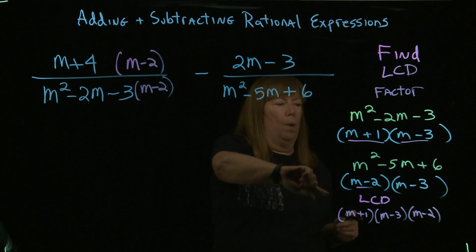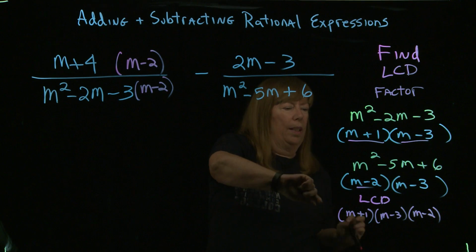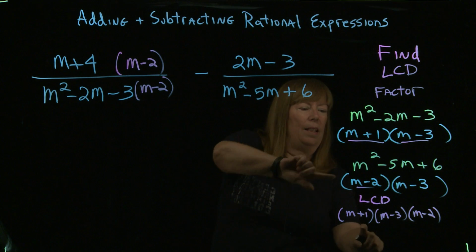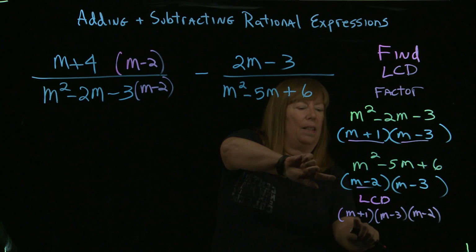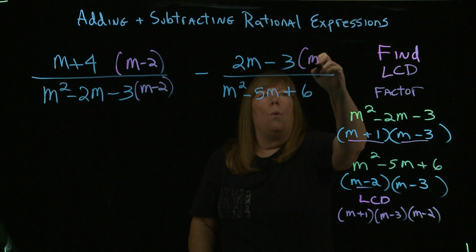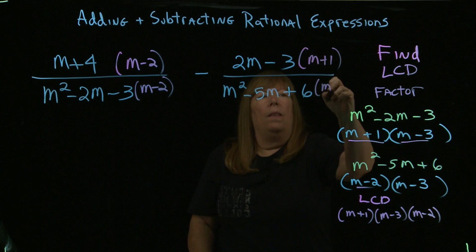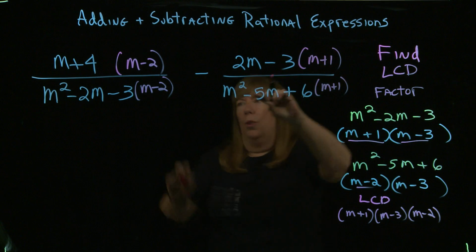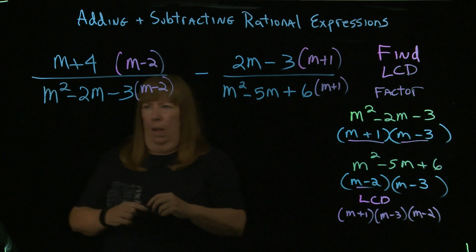Now let's look at this one. Okay, what is in this line that is not in that line? It's this part. It's the m plus 1. Remember, anything over itself is 1, which makes doing this acceptable.